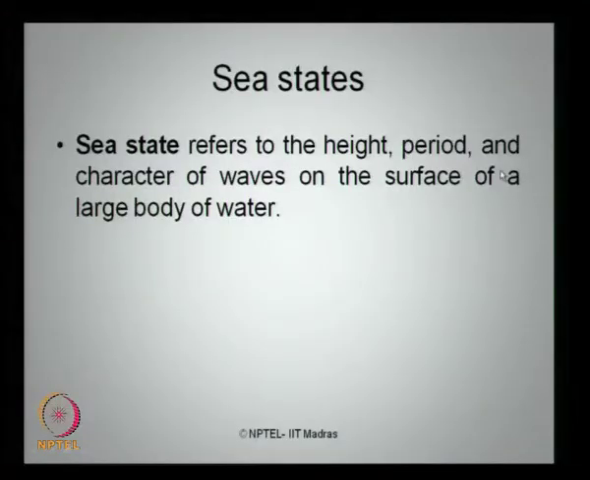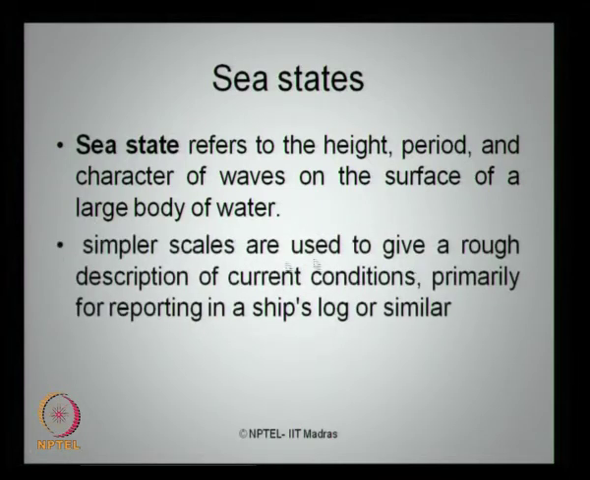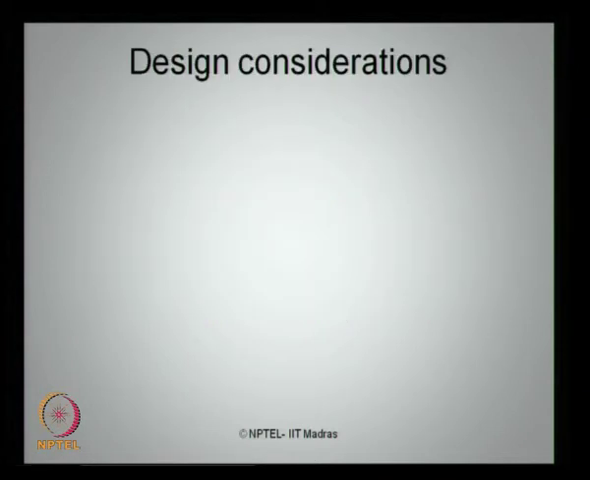Let us look at different kinds of sea states to which the offshore structural system will be subjected. Sea states refer to height, period, character of waves on the surface of a large body of water. Essentially, they are simple scales which are used to give a rough description of the current conditions, primarily for reporting in a ship's log or similar. Let us quickly look, very briefly, at the design considerations based on which material must be selected.